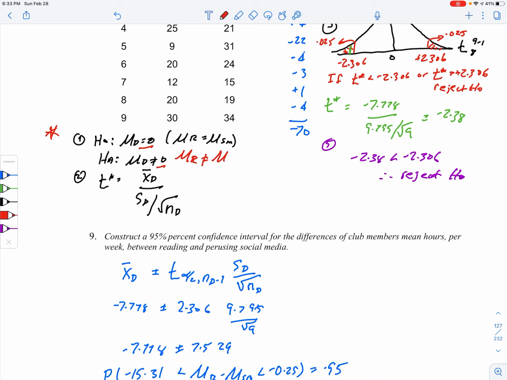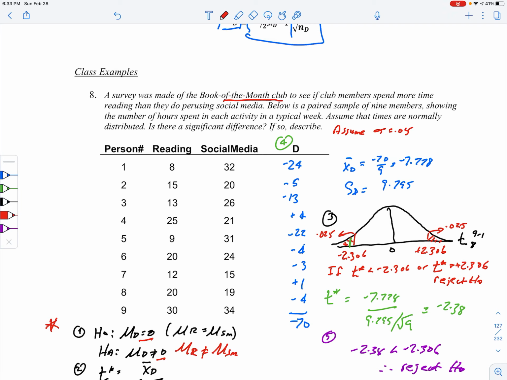I should go back and actually take a look at this problem here. A survey was made of the Book of the Month Club to see if members spend more time reading than they do perusing social media. So below are the paired sample of 9 members, showing the number of hours spent reading.